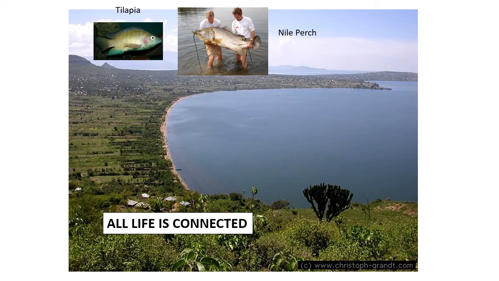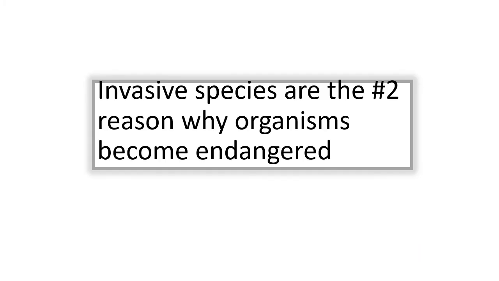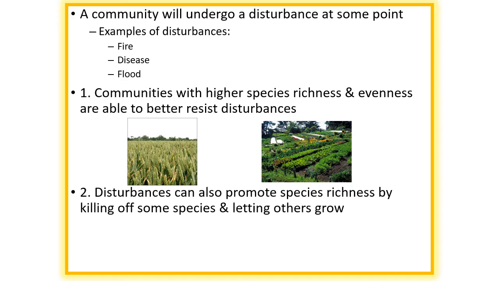So here we have a tilapia and a Nile perch, and they all live in the same area, and it just shows that all life is connected. Invasive species are the second reason why organisms are currently becoming endangered.